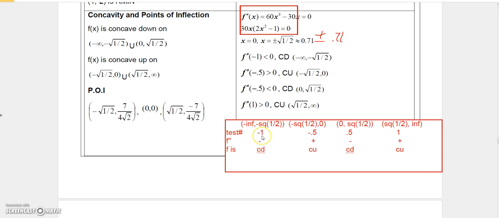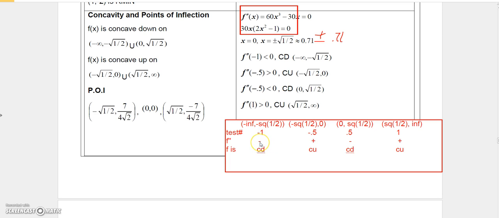Alright, now plug this test point -1 into your second derivative, and it will be negative, so that means the graph is concave down on that interval. Plug -0.5 into the second derivative and you'll get a positive value, so the graph is concave up on that interval. And then plug 0.5 in and you get a negative, and so the graph is concave down on that interval. And then plug 1 in and you get a positive, so the graph is concave up on that interval.